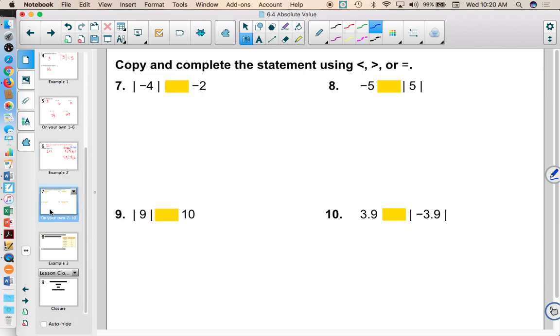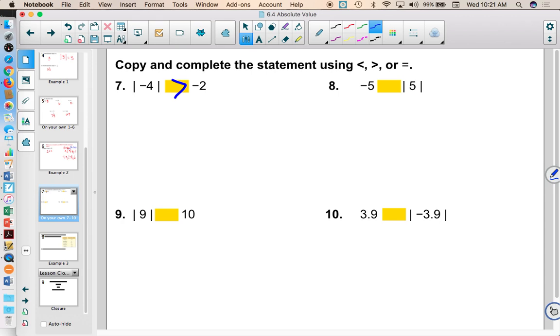Copy and complete. You don't have to copy it, just complete it. The absolute value of negative 4 compared to the negative 2. What am I going to see? Less than, greater than, or equal to? What should I see there, Ben? The absolute value of negative 4 and negative 2 would be greater than. Good job. This one is greater than.